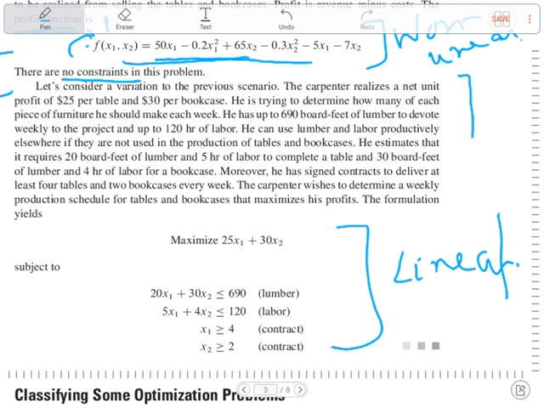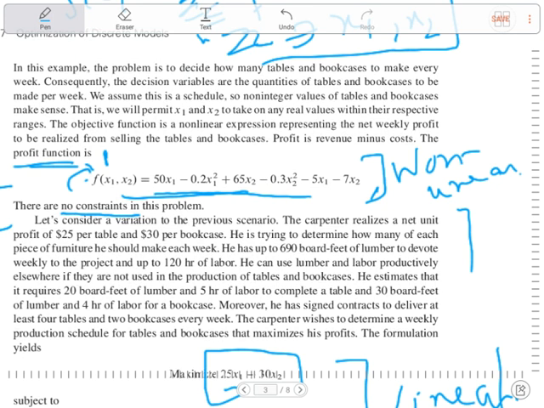So that means the first constraint comes here, $25 plus 30. So actually he has to maximize this one now instead of this here. Now he has up to 690 board feet of lumber to devote weekly to the project and up to 120 hours of labor. That means this is the material and this is the labor. He can use lumber and labor productively elsewhere if they are not used in the production of tables and bookcases. So these are his resources. The first part concerns whatever his profit can be.